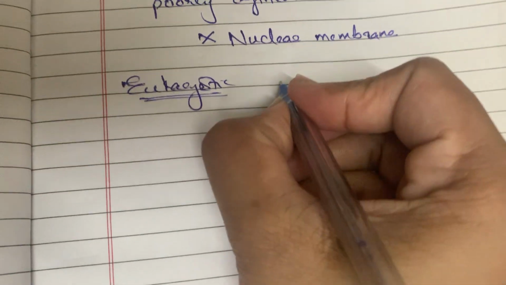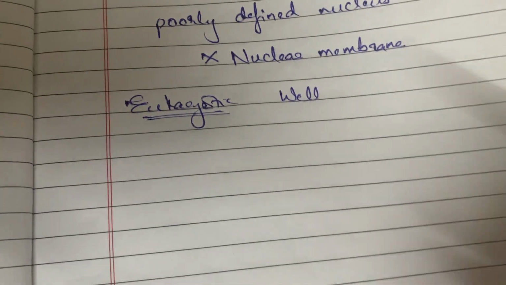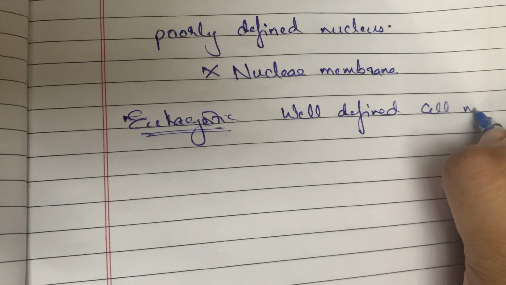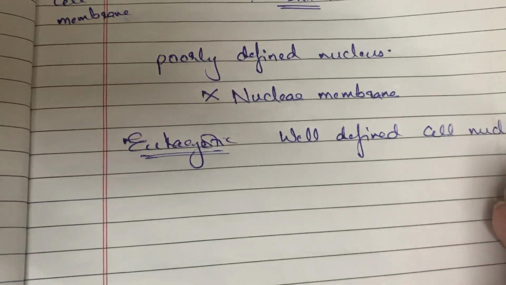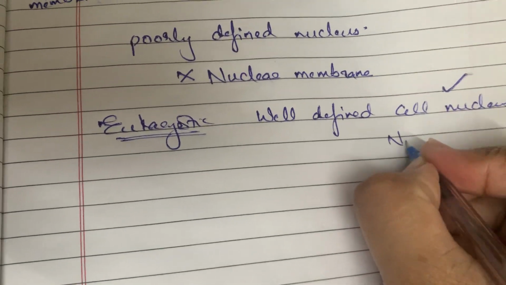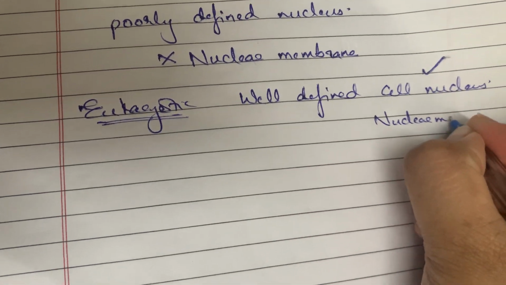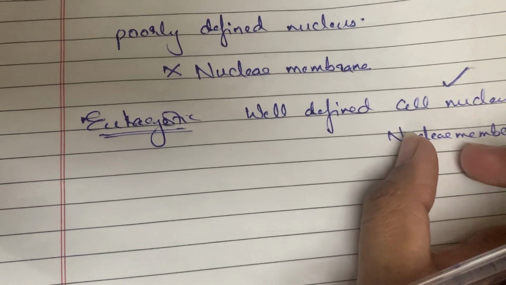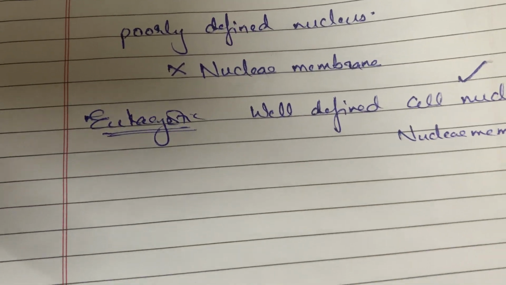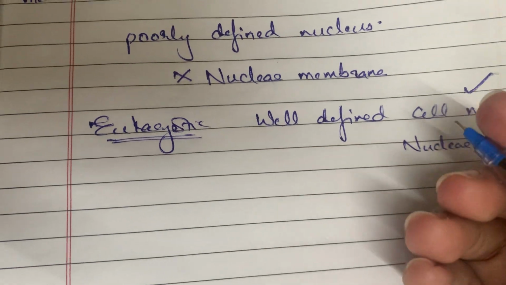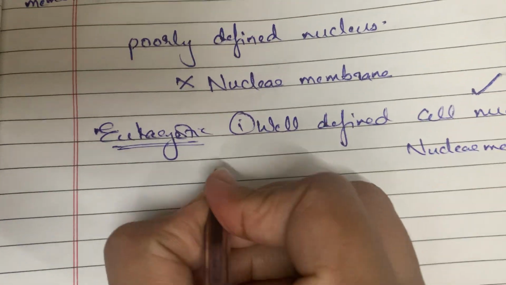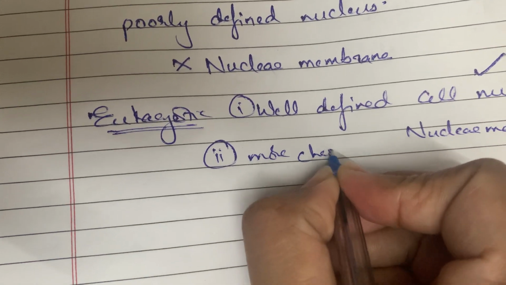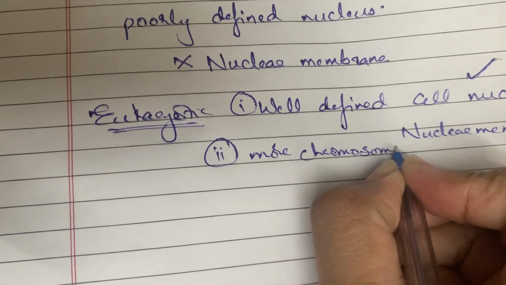This eukaryotic cell is a well-defined cell. That means the nucleus does have a nuclear membrane, and everything is well protected inside the nucleus itself. Next, they have more than one chromosome. This is the first one. The second one is that it has more chromosomes. It is a well-defined one.